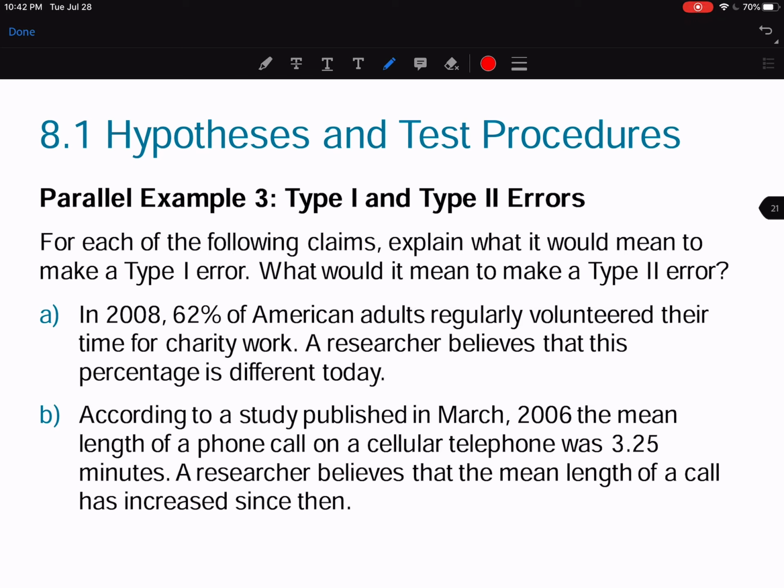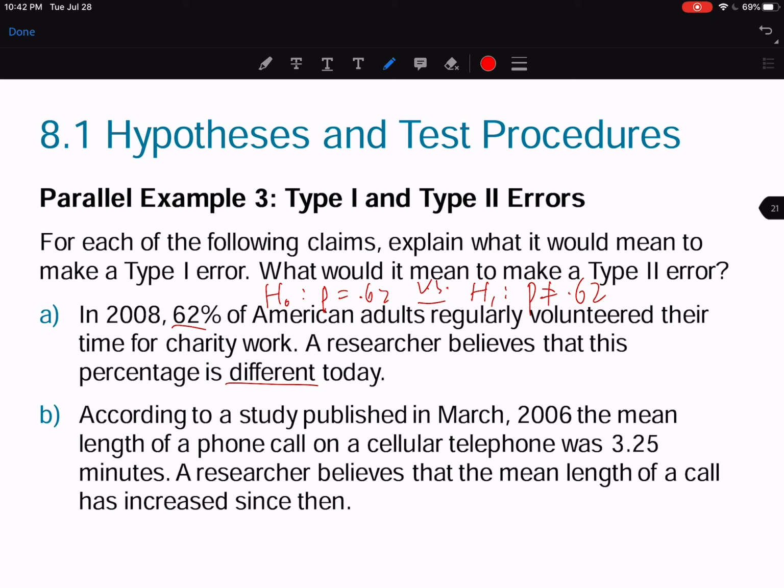So the first one is in 2008. In 2008, 62% of American adults regularly volunteer their time for charity work. A researcher believes that this percentage is different today. So if we want to set up the hypothesis test, the null hypothesis would be P is equal to 0.62 versus the alternate hypothesis H1, which is P is not equal to 0.62. It is because it says the researcher believes that this percentage is different today.